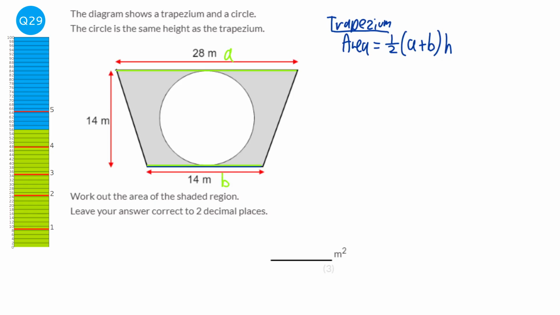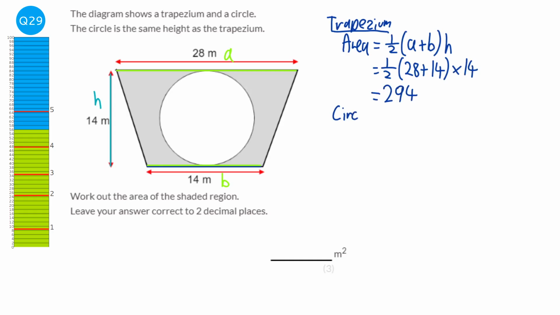And then the H is the perpendicular distance between them. So perpendicular means it hits it at right angles, so that's what we've got here. So the area would be half times A, which is 28, plus B, which is 14, times the height, which is 14. And so that would be 294.